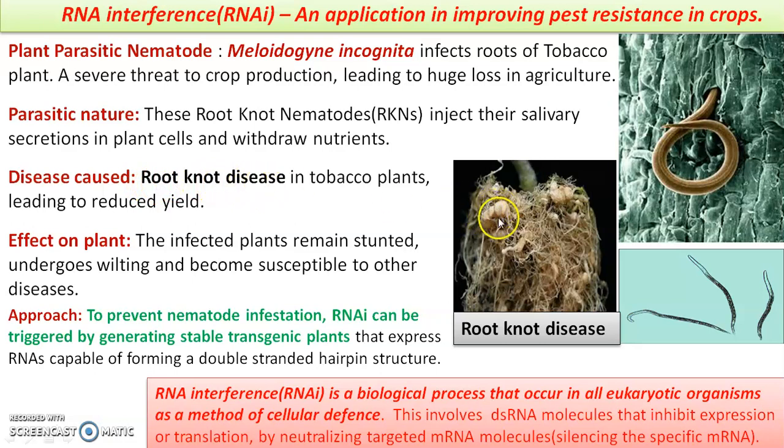It forms knot-like structures in the tobacco plant root, and this is leading to a great reduction in the yield. So there is an economic loss, huge loss. The effect on the plant is that the plant remains stunted, with very poor growth, undergoes wilting, and becomes susceptible to many other diseases like fungal infection, etc. Now what is the approach to prevent this nematode infestation?